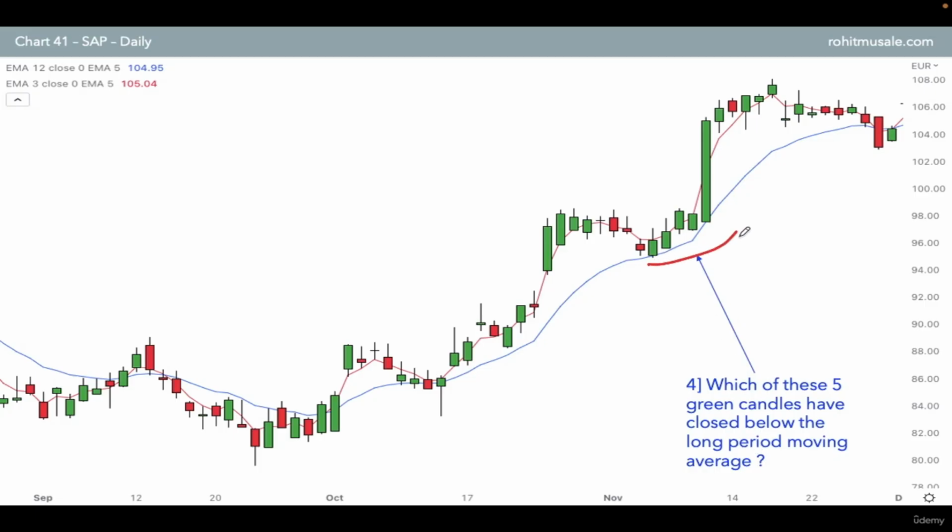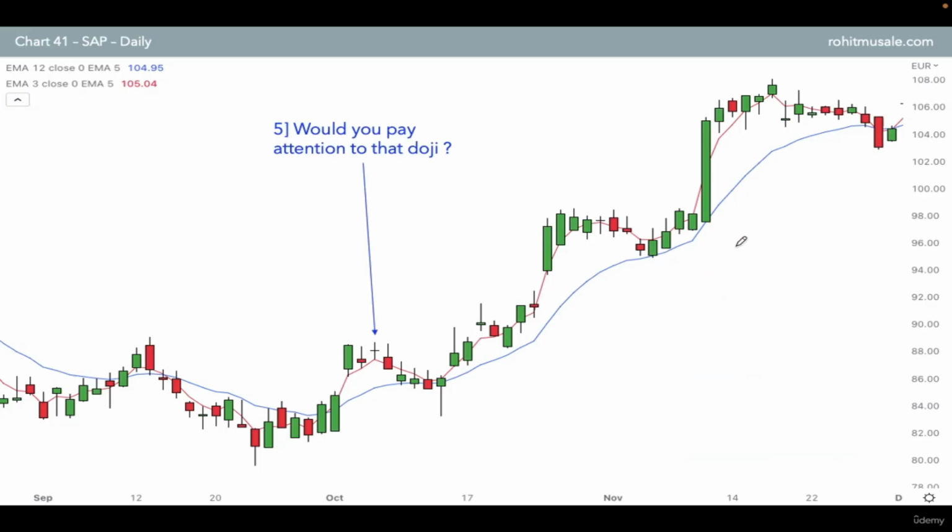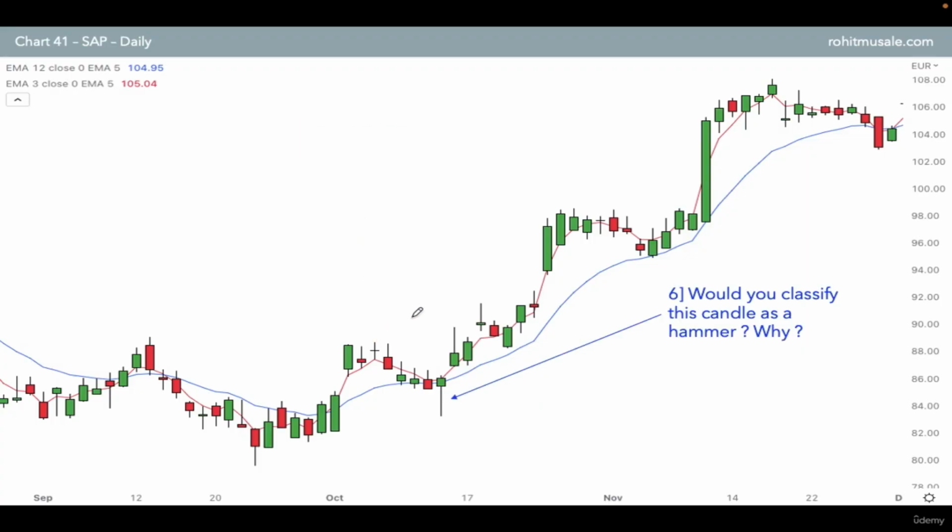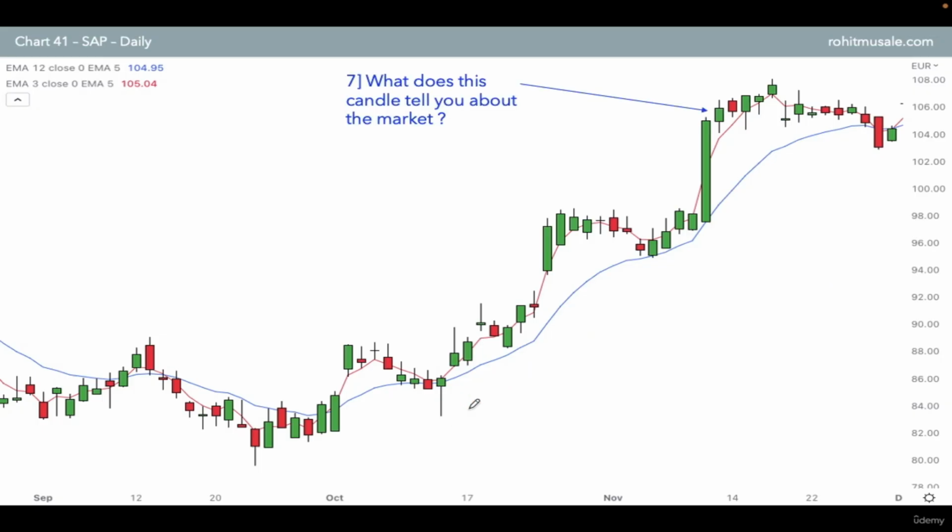So these green candles. Number 5. Would you pay attention to that doji? So this one. Number 6. Would you classify this candle as a hammer and why? So this one. Number 7. What does this candle tell you about the market? So this candle.